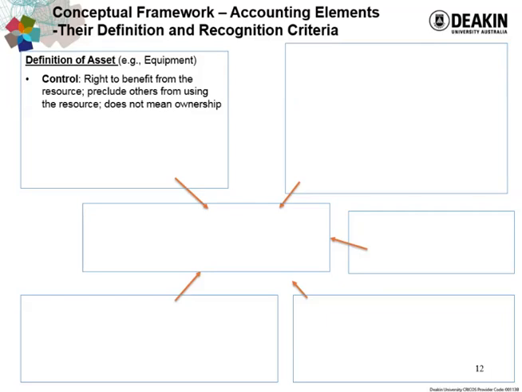Let me give you an example. If you lease a building for 3 years, okay, under the lease agreement, you are the only one who can use the building to generate revenue, and other companies cannot use the building. Because you have the right to use the building, you control the building, you have to actually recognize the building as a lease asset. And how do we determine whether there is control? One of the ways is to see whether there is any contract.